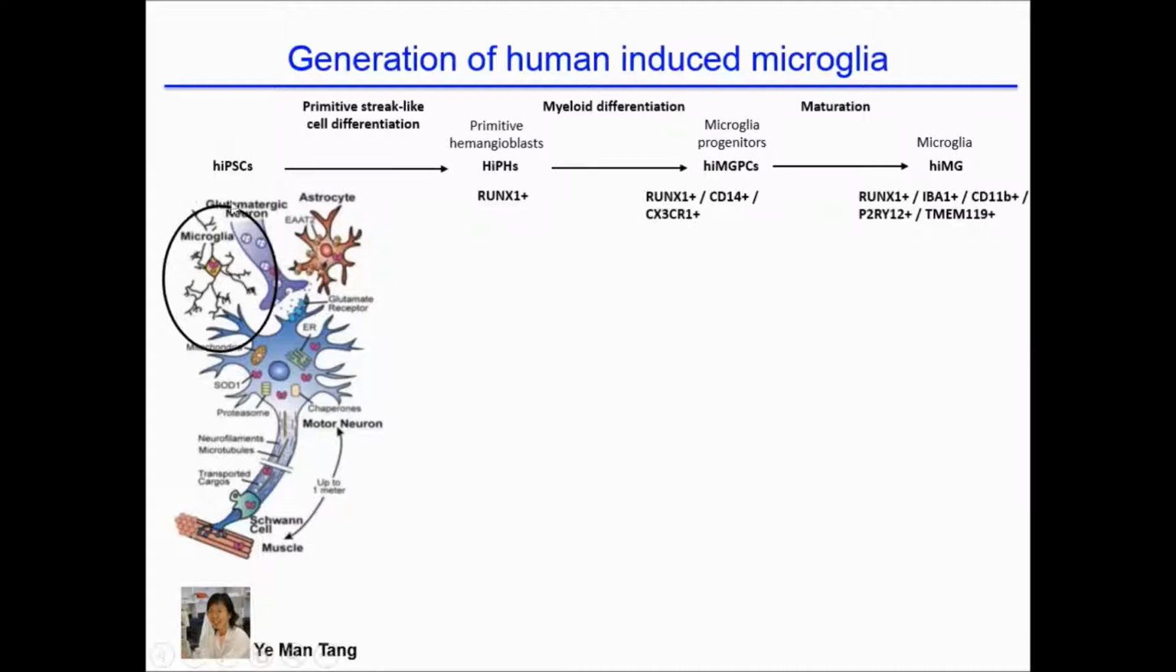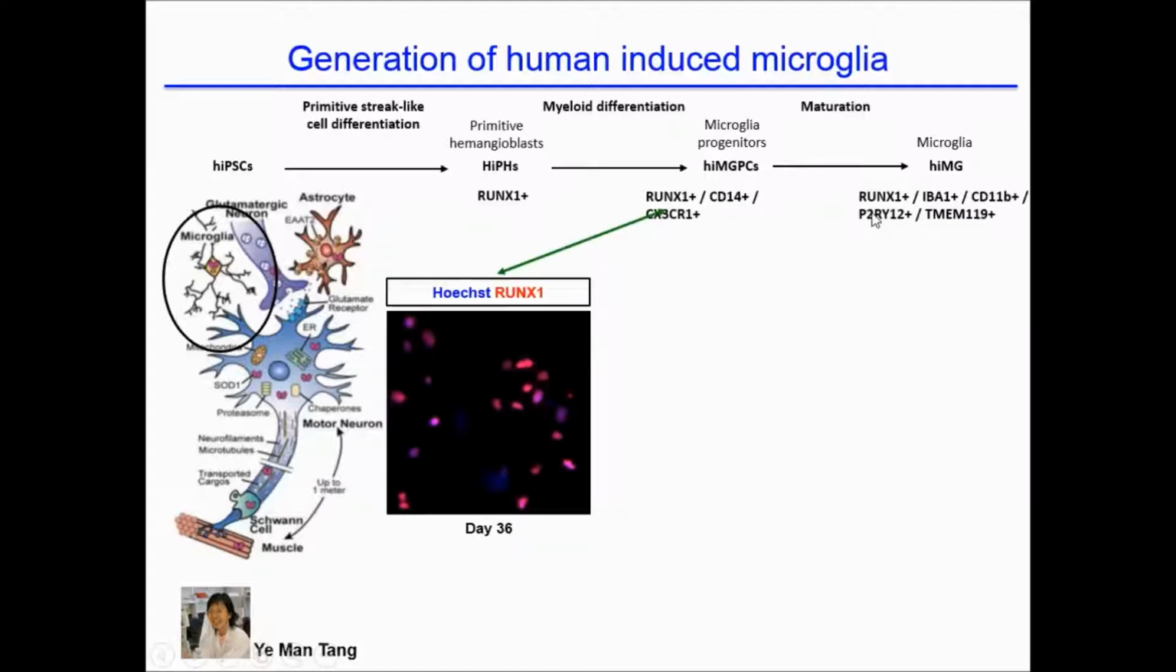We need to use the human iPSC to first make so-called primitive streak-like cells, which are the very, very initial precursors of the myeloid lineage. Here we make cells of the myeloid lineage, and then we have to drive them to make specifically microglia, or cells that look like microglia, and we can follow this through the expression of very specific markers.